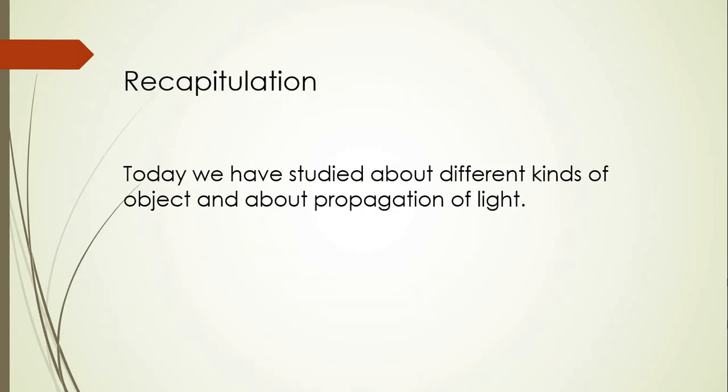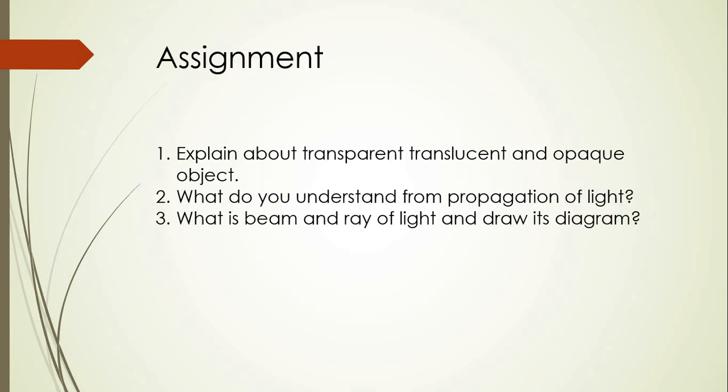Okay, so till here we will study. Today we have studied different kinds of objects like transparent, translucent and opaque objects, and also the propagation of light, means how light travels. Here are some questions based on what we have studied today. Try to solve them, and I hope you have understood this chapter and lesson. Thank you.